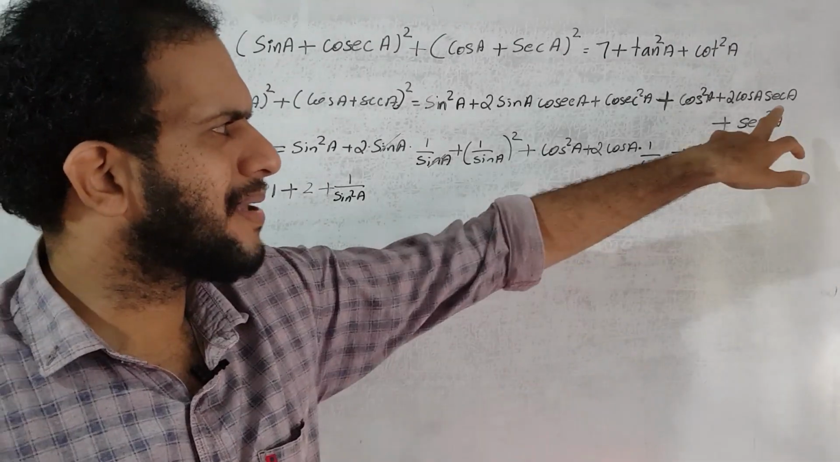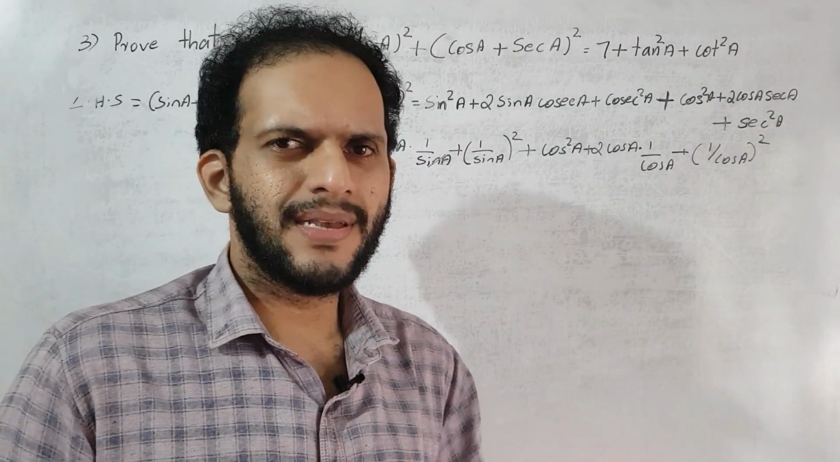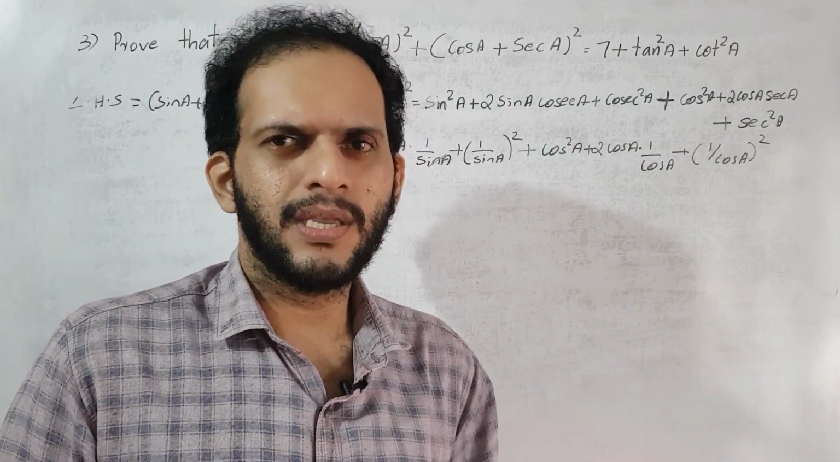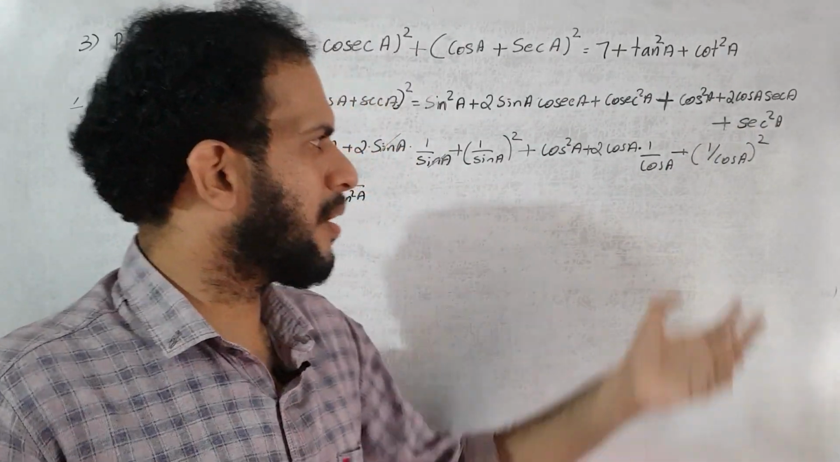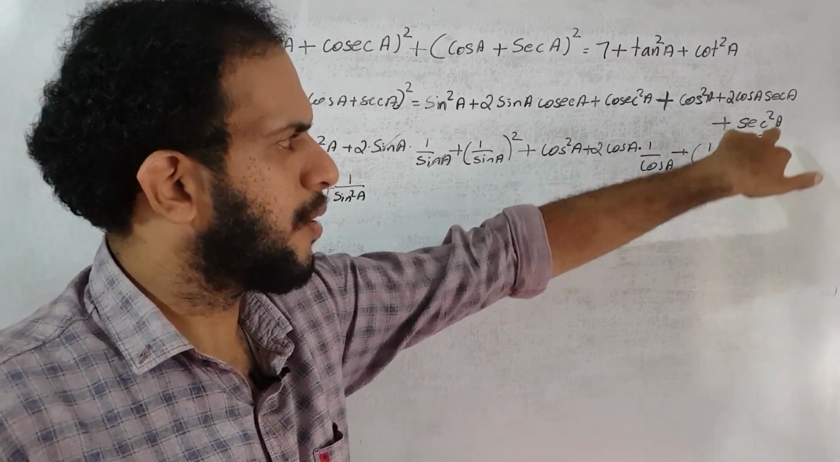Likewise, 1 by sec square A. How do we convert sec square A in terms of cos? Yes, this is in the form of 1 by cos square A. We do not write directly like this, 1 by cos A whole square.